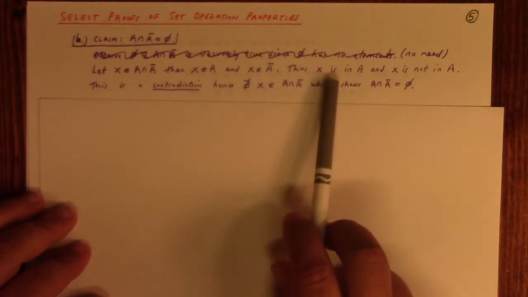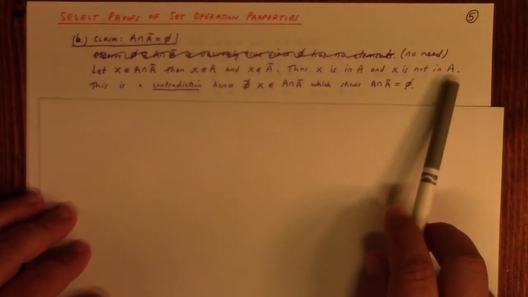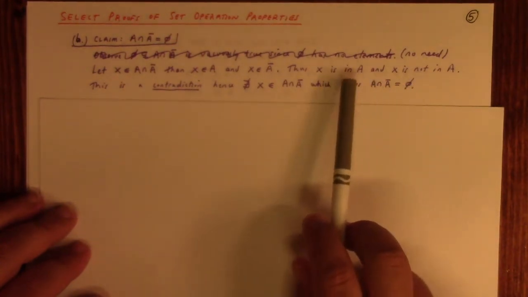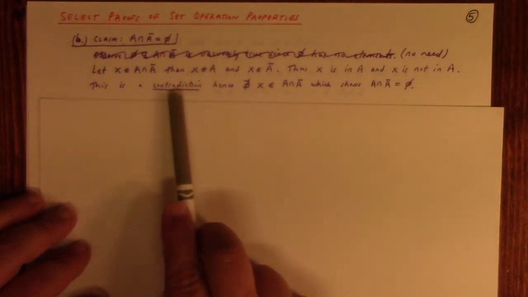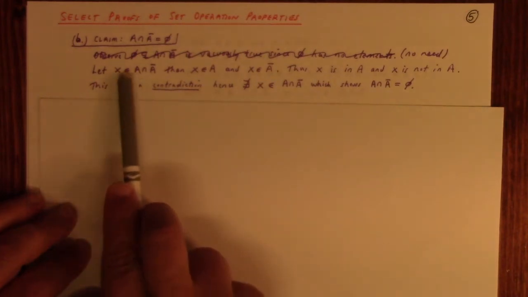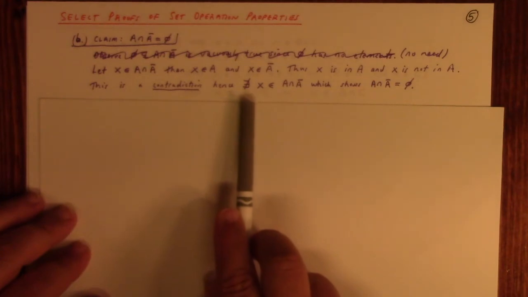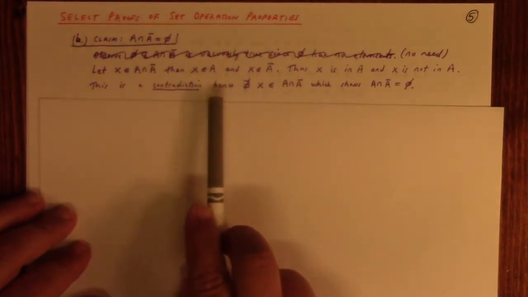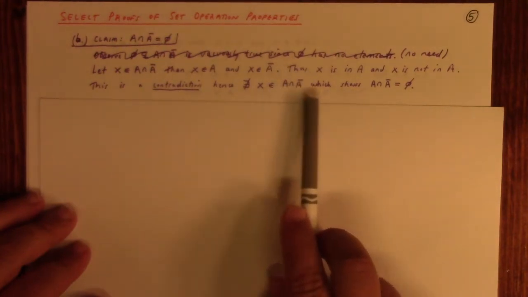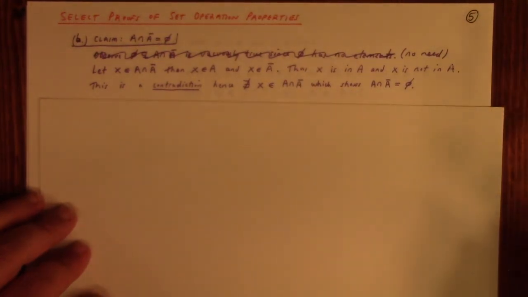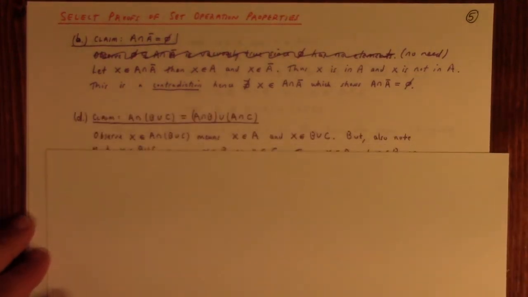Okay, thus X is in A, and what does this mean? This means X is not in A, right? But what does that say? Can you have X in A and X not in A? Well, no. That's a contradiction. So what does that mean? That means that our original assumption that X was in the intersection was flawed. Hence, there does not exist X in the intersection of A and A complement, which is to show that there are no elements in there, which is to show that A intersect A complement is the empty set. And there you go.